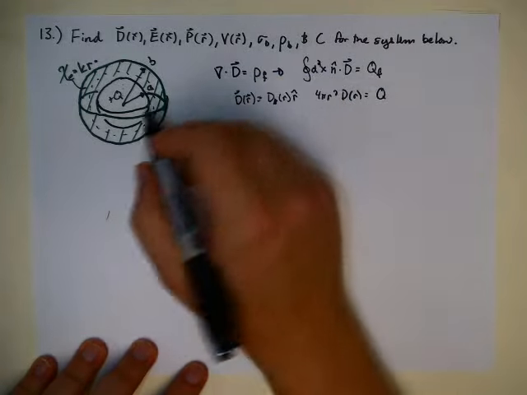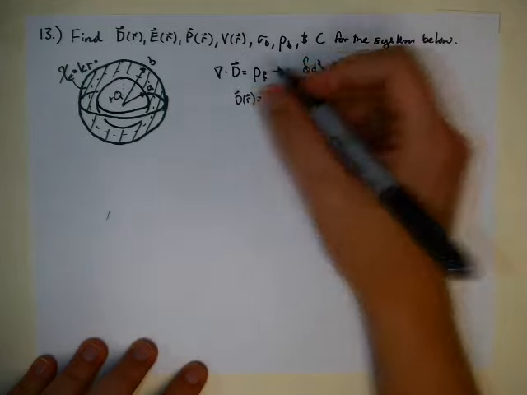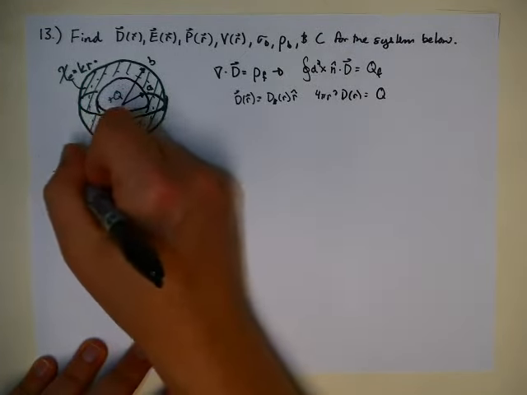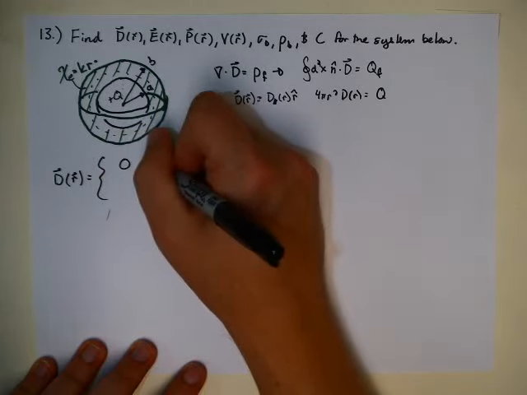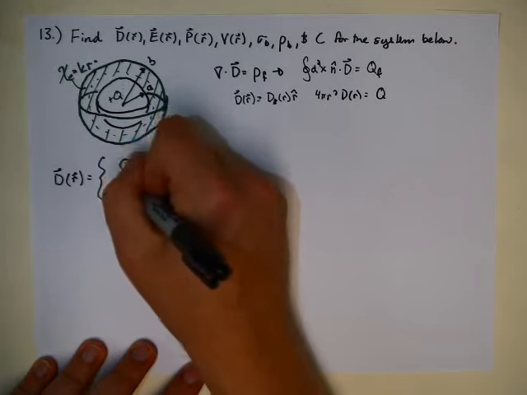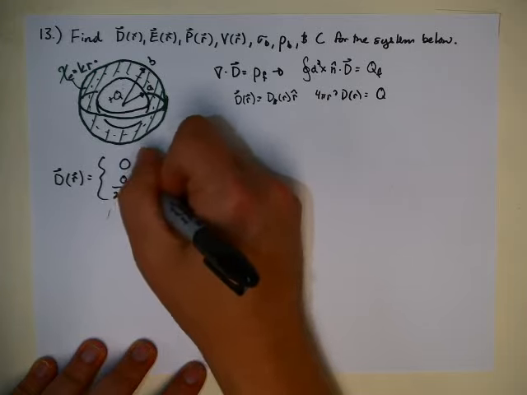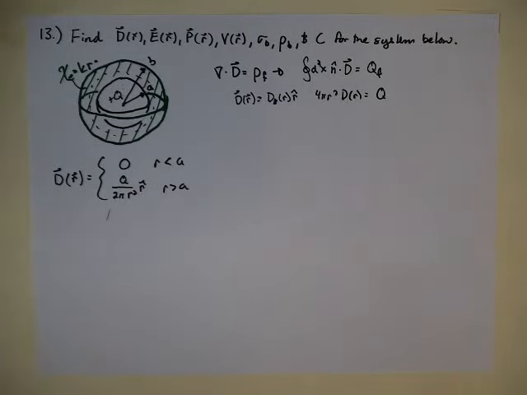Plugging that back in, if we're inside the conductor we have 0 charge, and so we get a piecewise function for D. D is going to be 0 if the radius is less than a, and it's simply going to be Q over 4 pi r squared r hat if the radius is greater than a. And so the displacement field was rather trivial to find in this case.